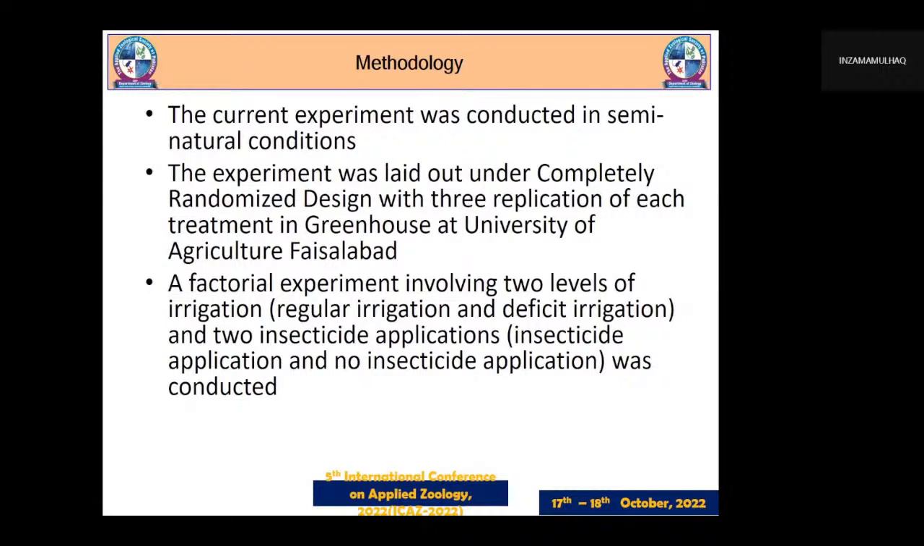The experiment was laid out under a completely randomized design with 3 replications of each treatment in a greenhouse at the University of Agriculture, Faisalabad. A factorial experiment involving 2 levels of irrigation, regular irrigation and deficit irrigation, and 2 insecticide levels, insecticide application and no insecticide application, was conducted.